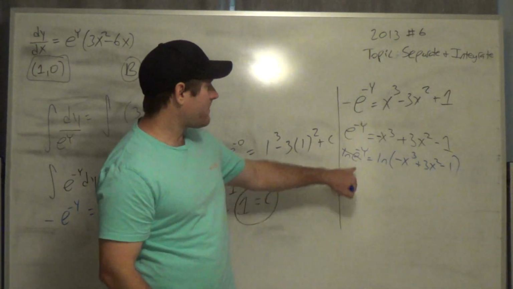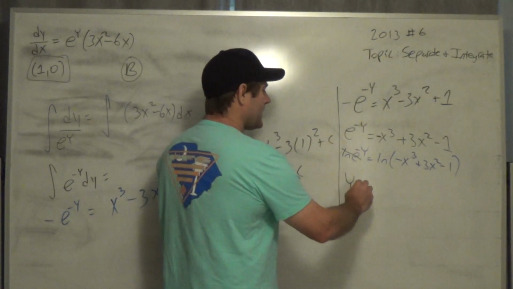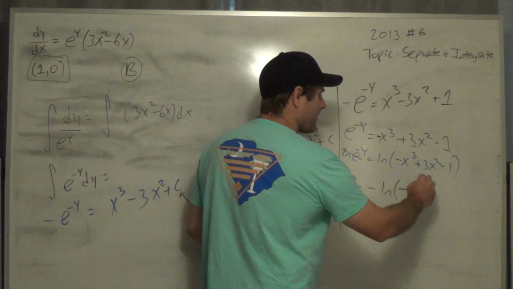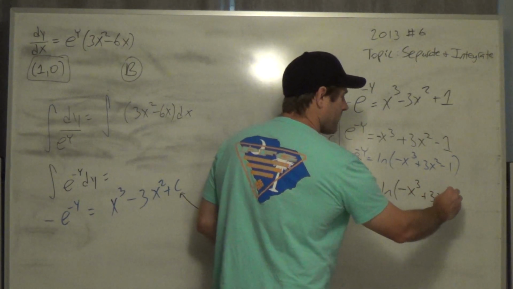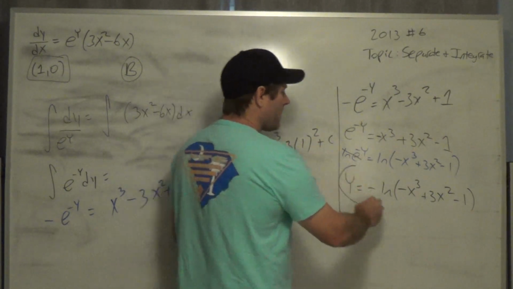So to finish getting y by itself, I have to get rid of the negative, so I'm just going to divide a negative to the other side. And there's just going to be a negative in front of the other side. Now we're done. We got y by itself.